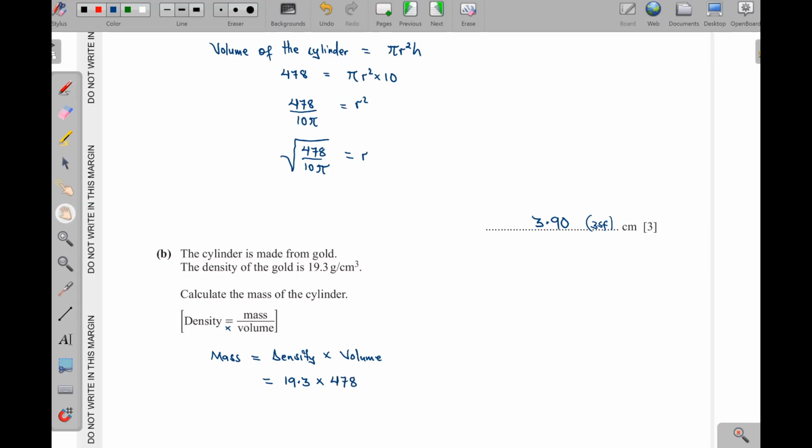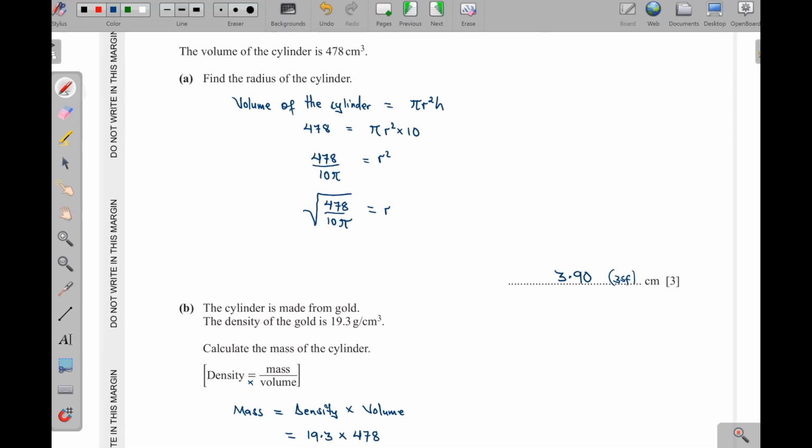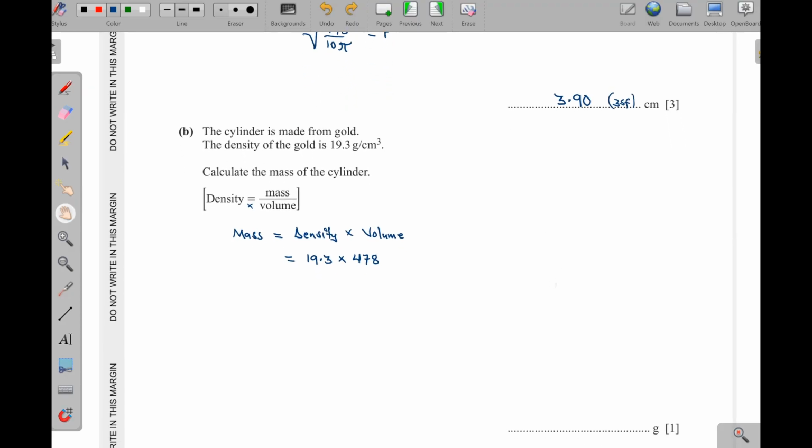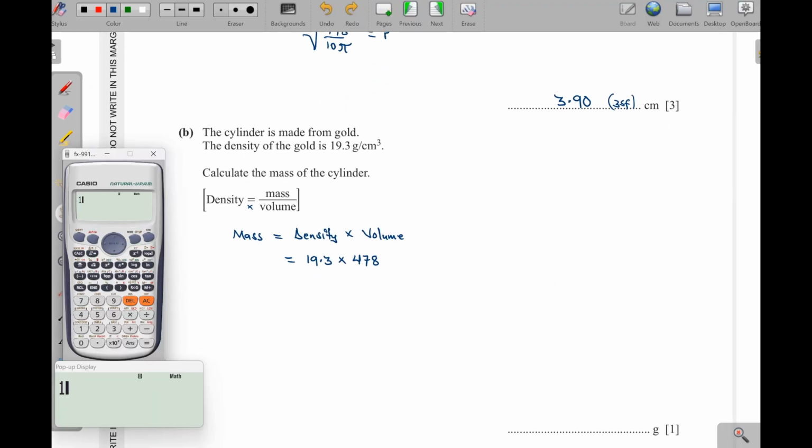Now the density is 19.3 and the volume was given as 478. I want you to look at how they set these questions. Do you see where they wrote the volume? Then after they put part A and part B. So these two stem from this one here. You see that? So that's why we are using that 478. So when we put in the calculator, what do we get altogether? 19.3 times 478. That one will be 9225.4.